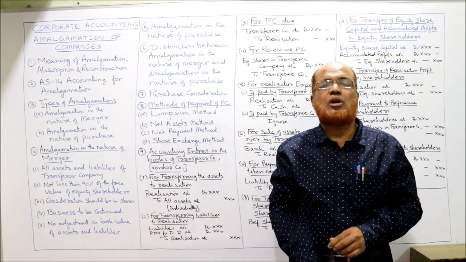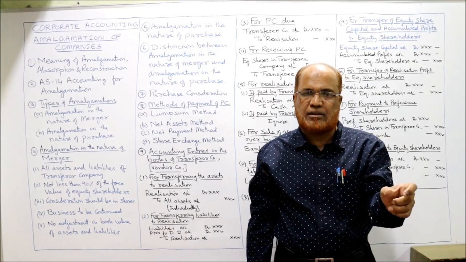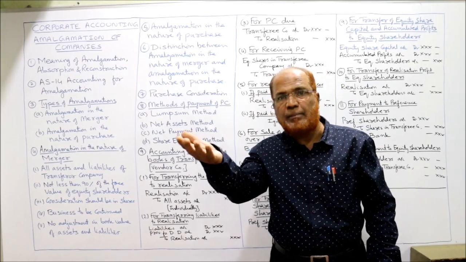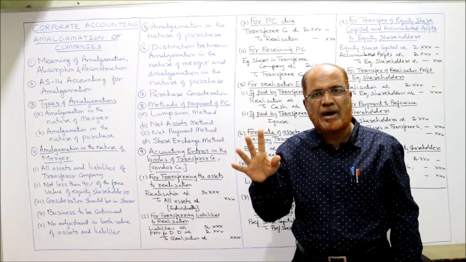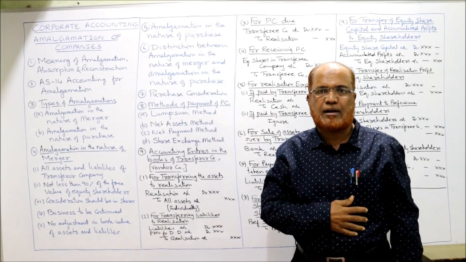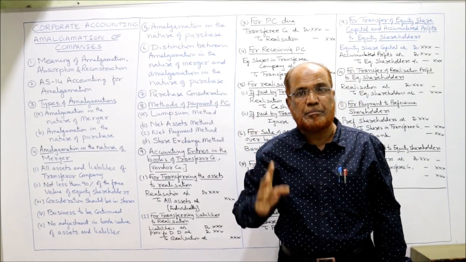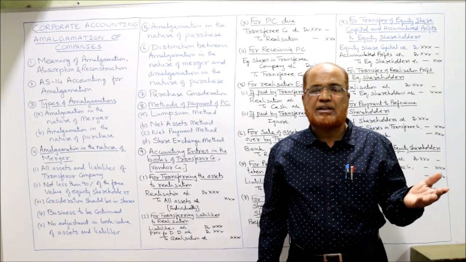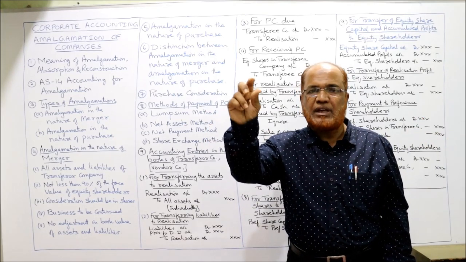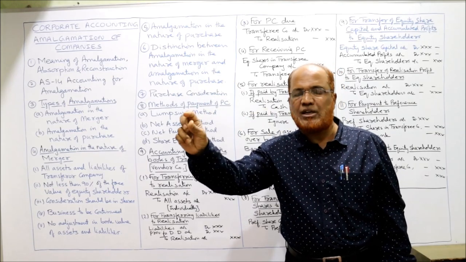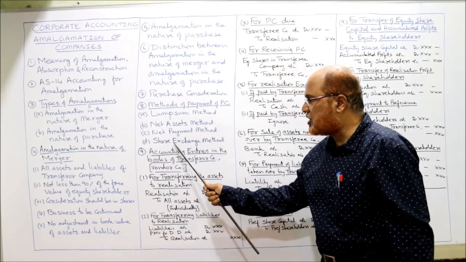Or suppose it is based on market value. We calculate the market value of a share of A Limited as well as B Limited. Suppose the market value of a share of A Limited, the vendor company, the transferor company, is 50 rupees per share. Total number of shares, let it be 1 lakh. So 1 lakh into 50, 50 lakh rupees is the present market value of A Limited. Now the market value of a share of B Limited is 70 rupees. Now we divide. 50 lakh rupees is the total value of A Limited. Divide by 70 rupees, we'll get the number of shares. So many shares will be issued by B Limited to A. This is called share exchange method.